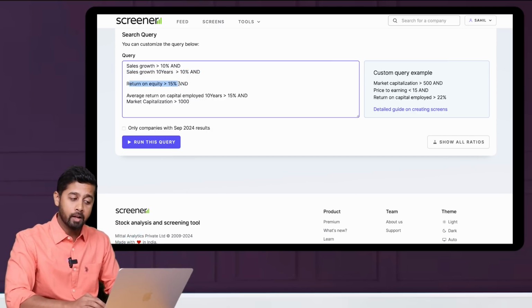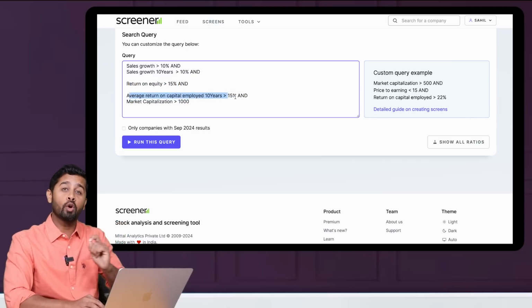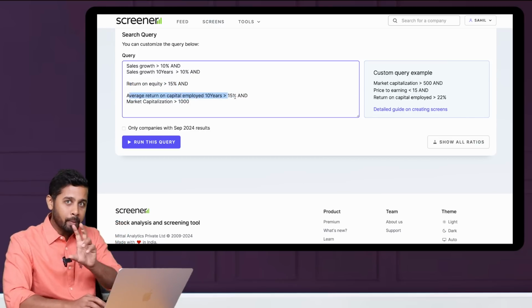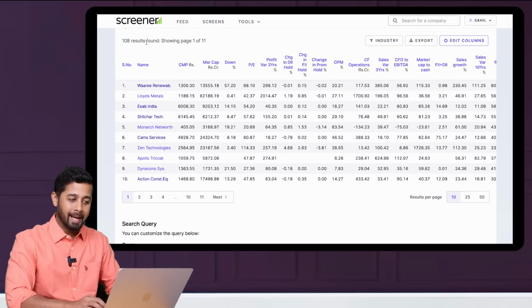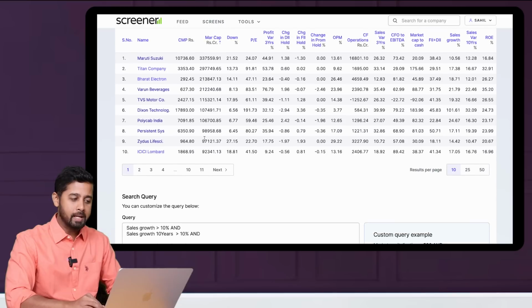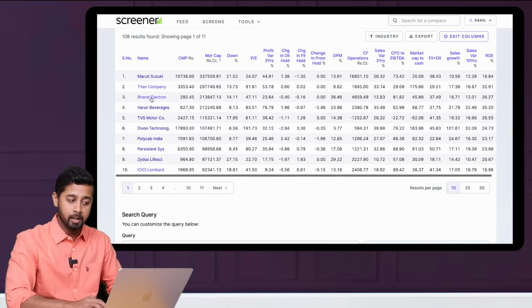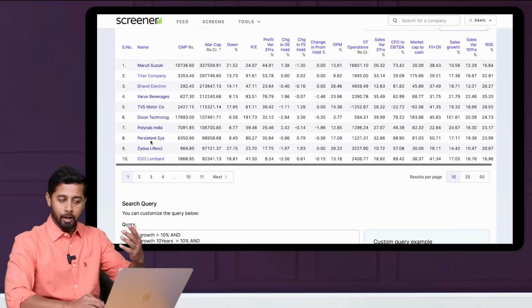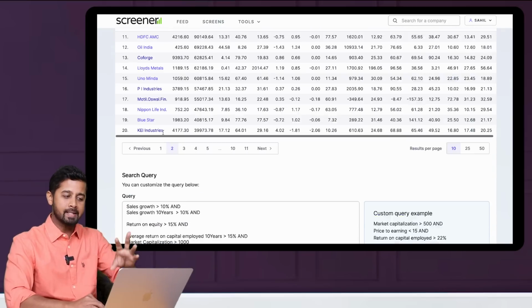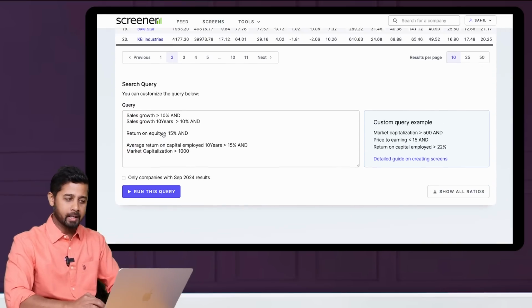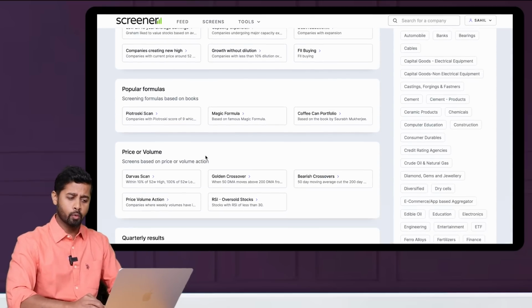Return on equity should be greater than 15%. Average return on capital employed of 10 years should be more than 15%. So not just last year, but the 10 year, right? That shows companies that are consistently doing well, and market cap greater than 1000 crore. That gives you 108 results. And what are the companies? You have got names like Maruti Suzuki, Titan, Bharat Electronics, Varun Beverage, TVS Motor, Dixon, Polycab. Again, fantastic names, right? And then of course, if you want to know only the mid cap companies or small cap companies, you can play around with the market cap. So this is another screen that is quite interesting.